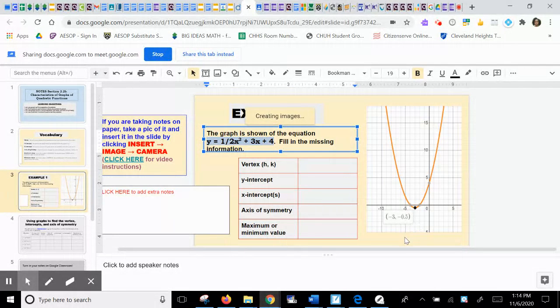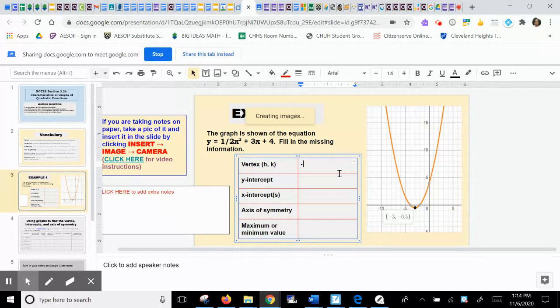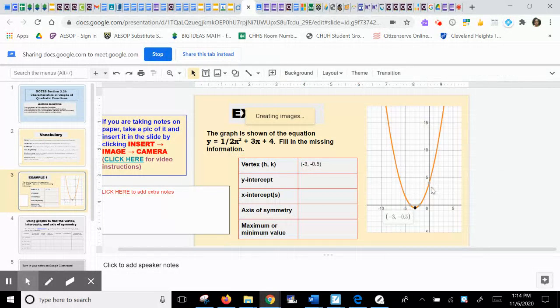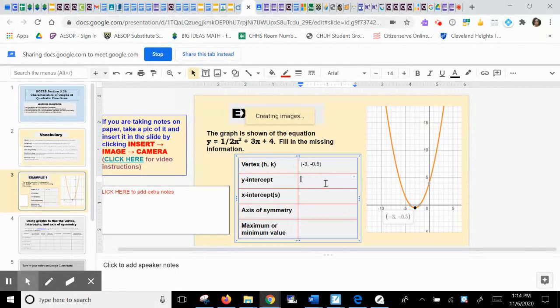So clearly I see that my vertex is -3, -0.5. So we put that in, -3, -0.5. That's the vertex, okay? The y-intercept is where the parabola touches the y-axis. That would be right here. See that? That point is at 4 on the y-axis. That means x is 0 and y is 4.